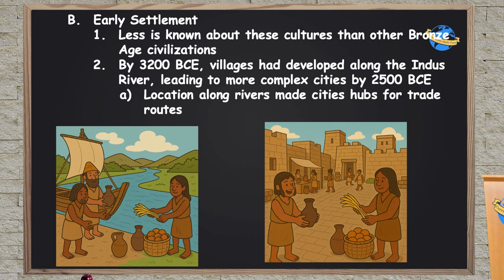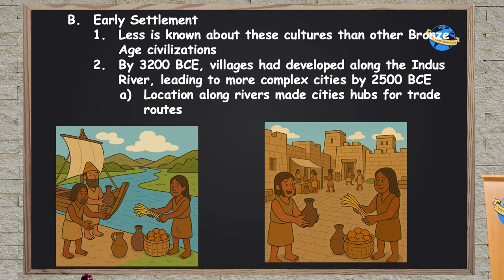Now, it's important to know that less is known about these cultures than other Bronze Age civilizations, and we're still kind of developing our knowledge of them. What we do know is that by about 3200 BCE, which is about 5,200 or so years ago, villages start popping up along the Indus River, right?